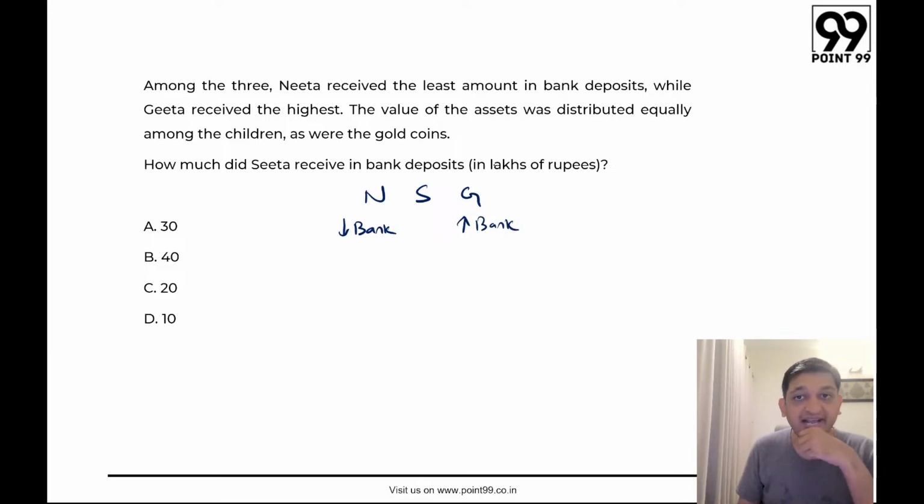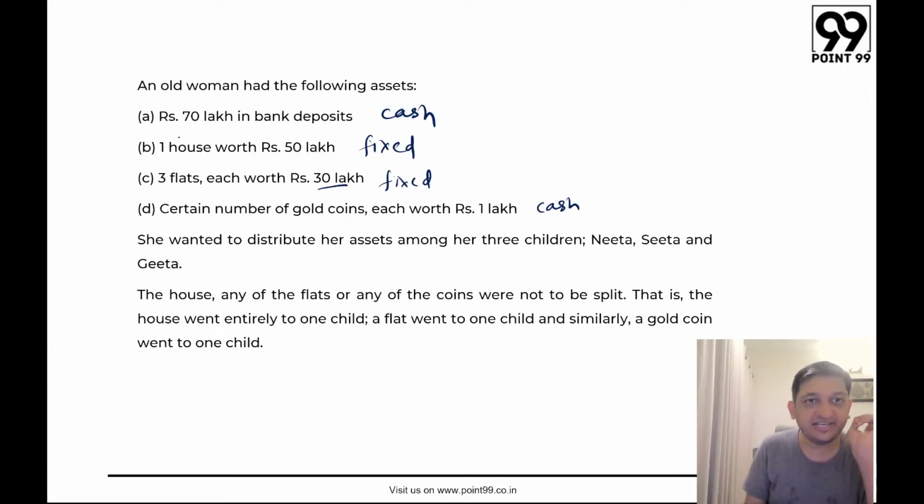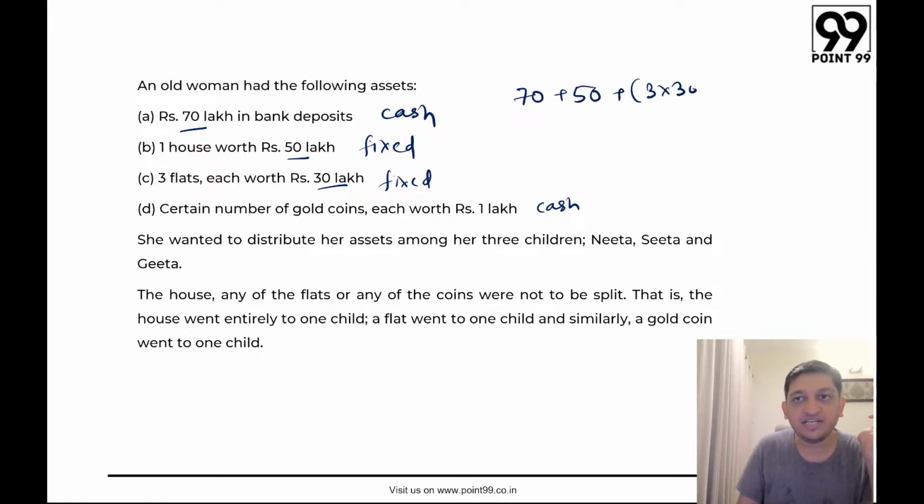The value of the assets was distributed equally among the children as were the gold coins. So value of the assets. ना तो value क्या क्या थी assets की? 70 यहाँ पे थे. 50 one house, so 120. I'll just write it here. 70 plus 50 plus 3 flats each worth 30 lakhs. So 3 into 30 हो जाएगा ये. And there were certain number of gold coins each worth 1 lakh. Right? So let's say there are X gold coins that were there.